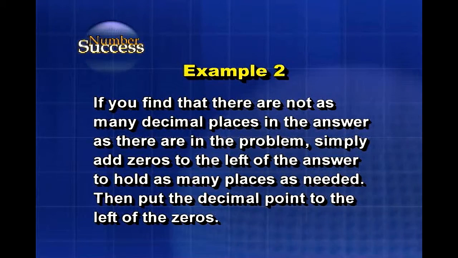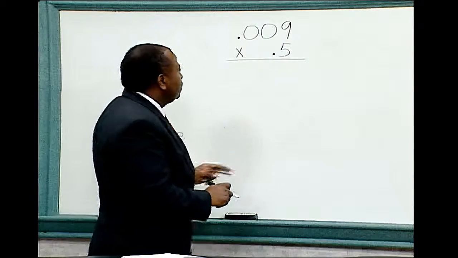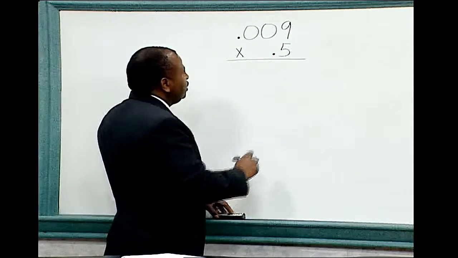If you find that there are not as many decimal places in the answer as there are in the problem, simply add zeros to the left of the answer to hold as many places as needed. Then put the decimal point to the left of the zeros. Example, 0.009 times 0.5.